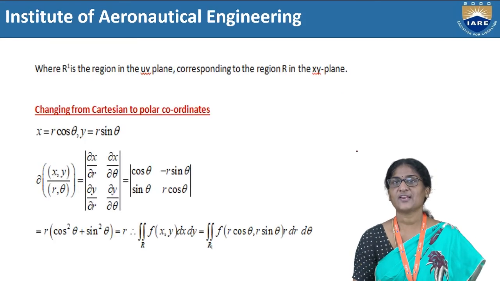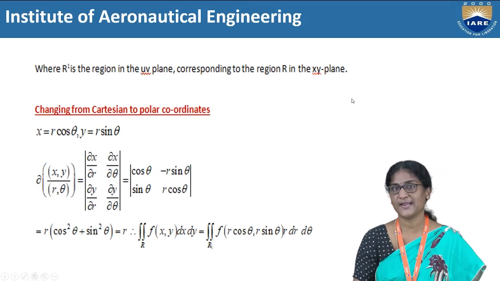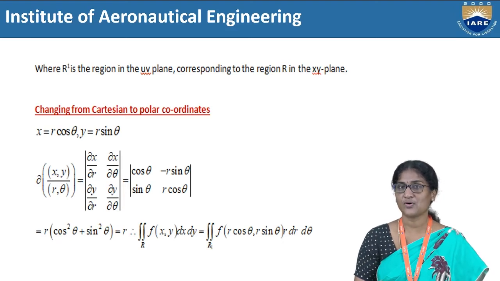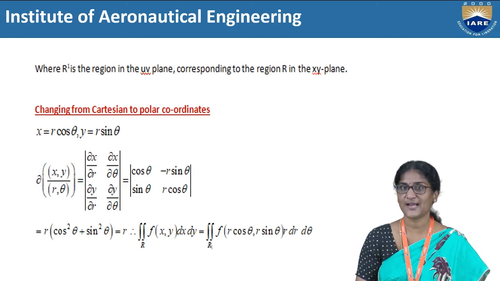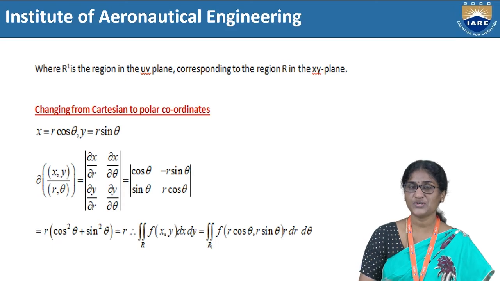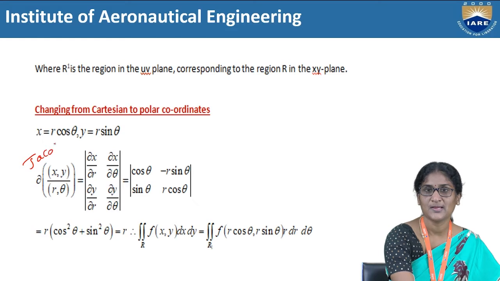Now let's go further, where R is a region in the uv plane and corresponding to the R in the xy plane, changing from Cartesian to polar coordinates. When the question is given in x comma y, that is, Cartesian coordinates, then you have to convert it to polar coordinates. The relationship between the Cartesian and polar coordinates is x is equal to r cos theta and y is equal to r sin theta. Now, dou of x comma y by dou of r comma theta, which we call the Jacobian value. This is nothing but the Jacobian value.